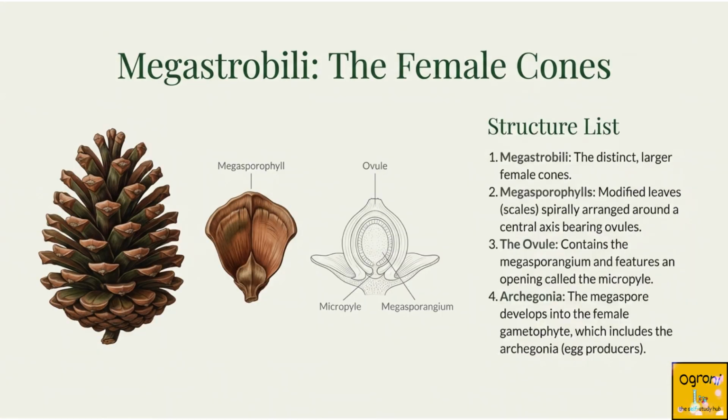Megastrobili. Megastrobili are the distinct larger female cones. Megastrobili also contain modified leaves or scales spirally arranged around a central axis, which are called megasporophylls. These megasporophylls contain ovules. Inside the ovules, there is a megasporangium and an opening called the micropyle. The megaspore develops into the female gametophyte with archegonia, where the egg cell is produced.